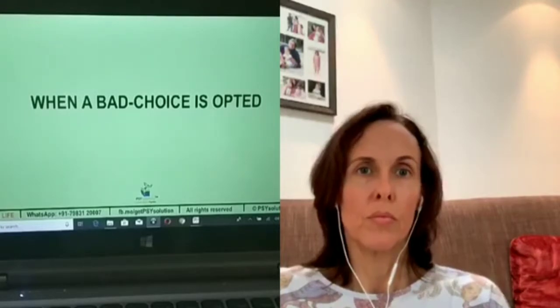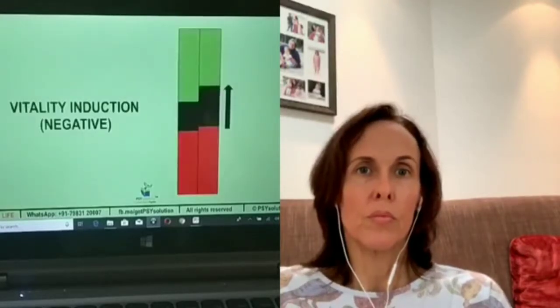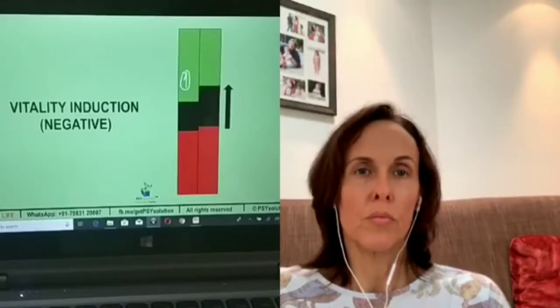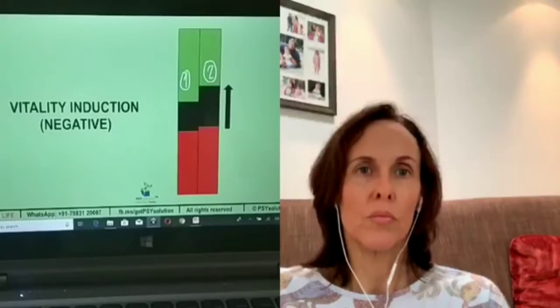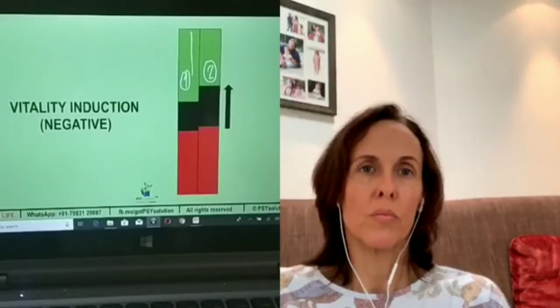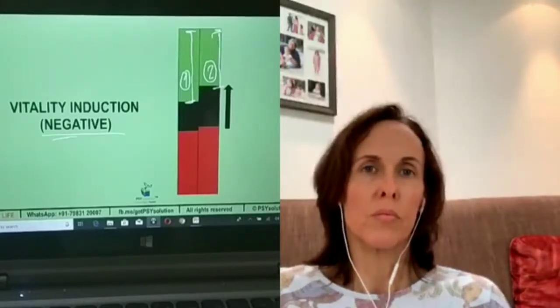So when a bad choice is opted, here in this slide you see two consecutive moments. In the first moment, suppose a bad choice is opted. In the second moment, the black portion is going to be hiked, and the green portion, the green area, is reduced. This is the impact of a bad choice in life.